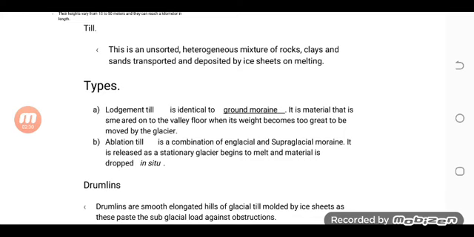This is till that is formed when the lower debris, which is rich in those tills below the ice sheet, is forced to move slowly. Basal, we're talking about movement. Most likely the obstacles result in the ice leaving them behind. So for the tills, you can use LAB: L for lodgement till, A for ablation till, then B for basal till.